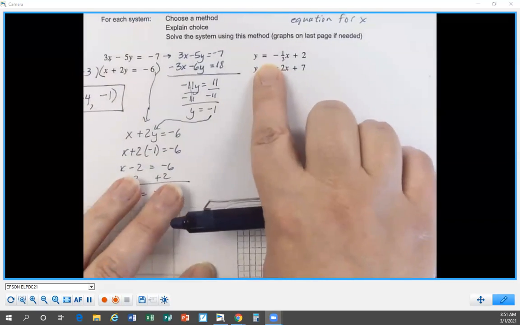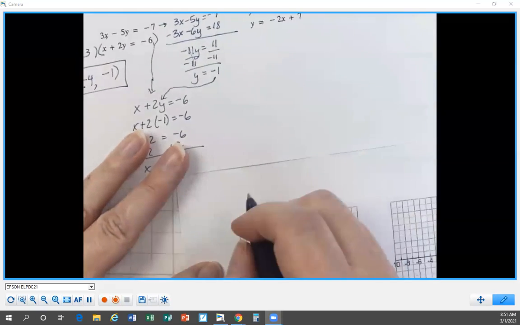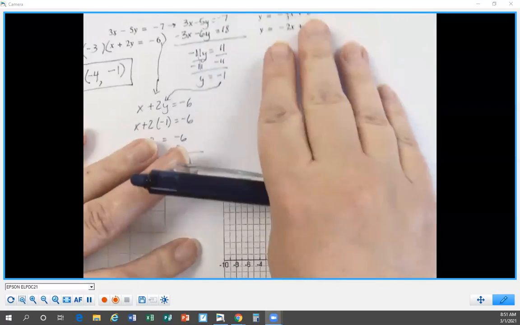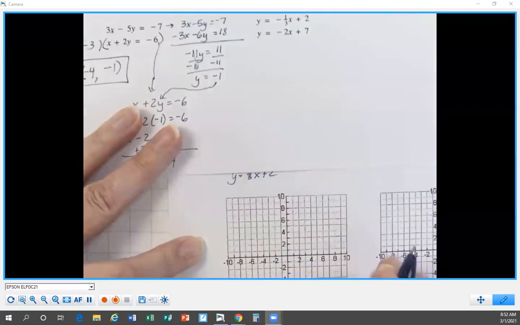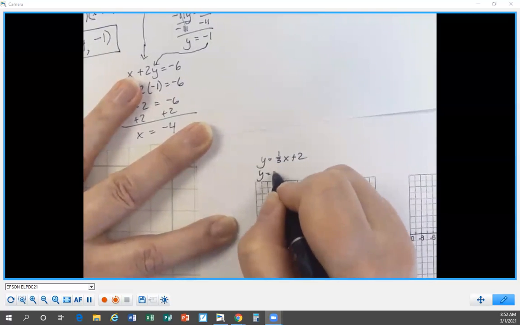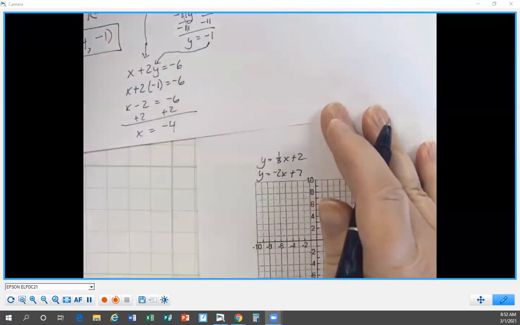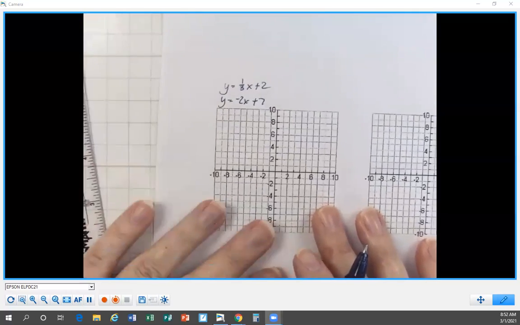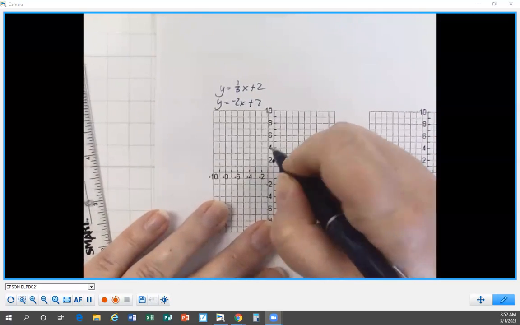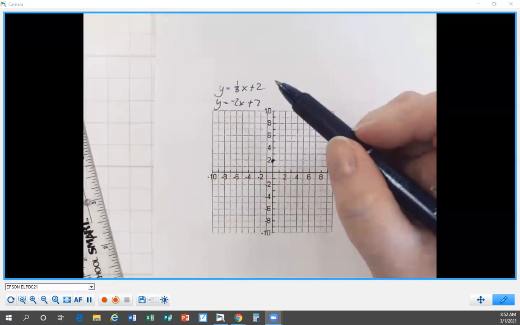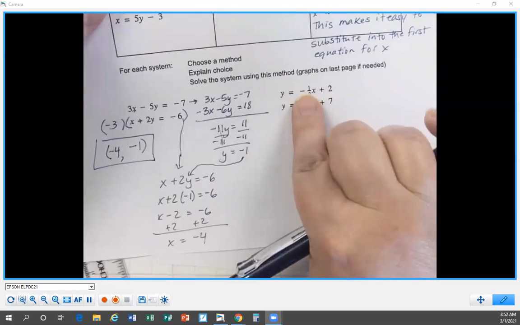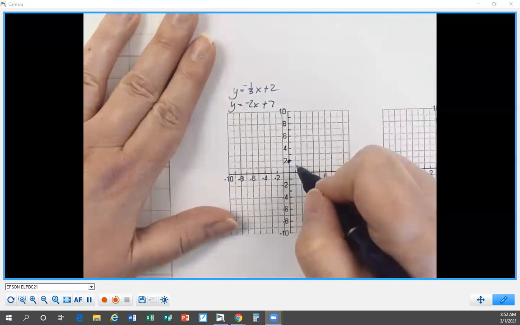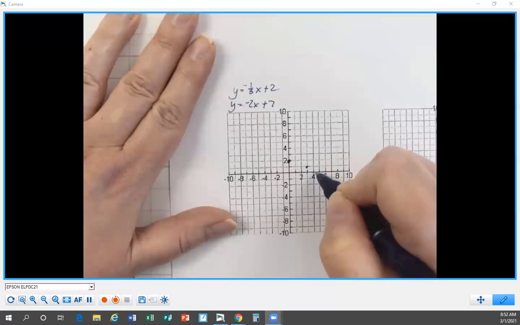So our first line is y equals 1/3 x plus 2. And our second equation is y equals -2x plus 7. Okay, so then I will go ahead and graph those two equations. Our y-intercept here is +2, so I'll start at +2. Our slope is positive, or excuse me, was that positive? It was actually negative. So make sure we have that as negative 1/3 x. So down 1, right 3. Down 1, right 3 more.